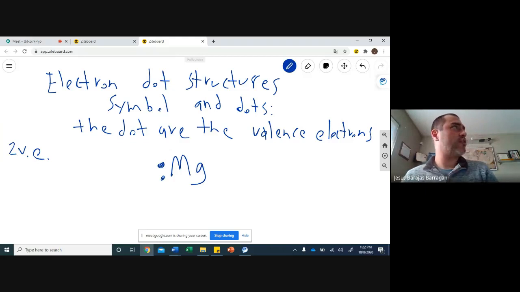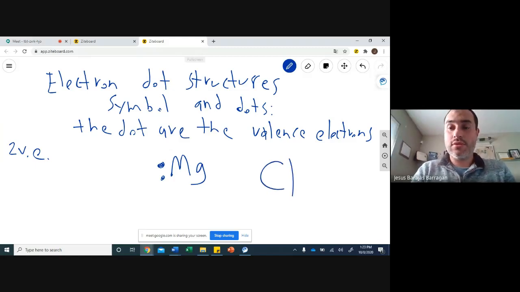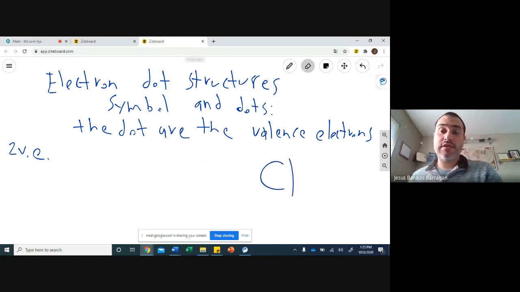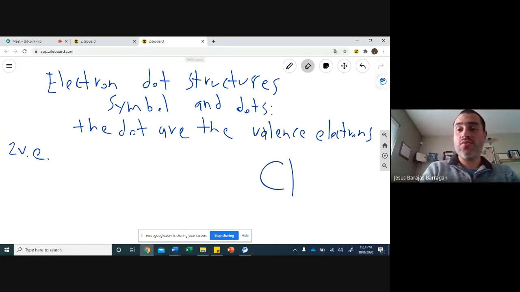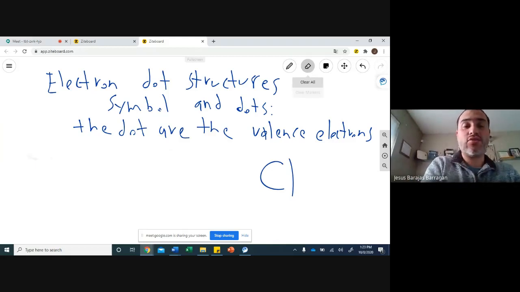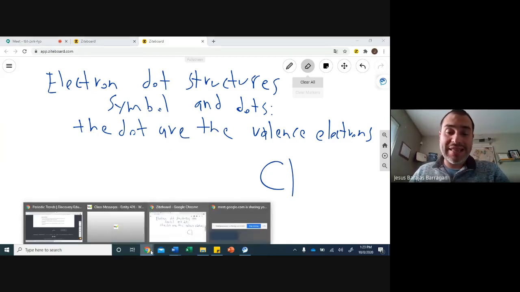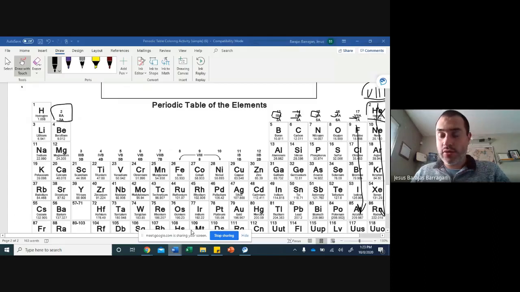Now let's sketch the electron dot structure for the element chlorine, Cl. Okay. Well, Mr. Barajas said that if I need to sketch the electron dot structure for chlorine, I have to write down the symbol and then figure out how many dots. So that means how many valence electrons that one has. So let's look for chlorine in the periodic table and let's find that Roman numeral that will help us. So chlorine, where is chlorine?